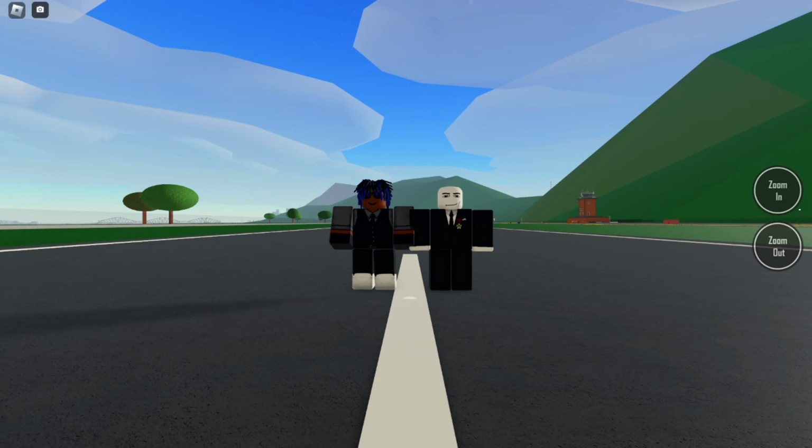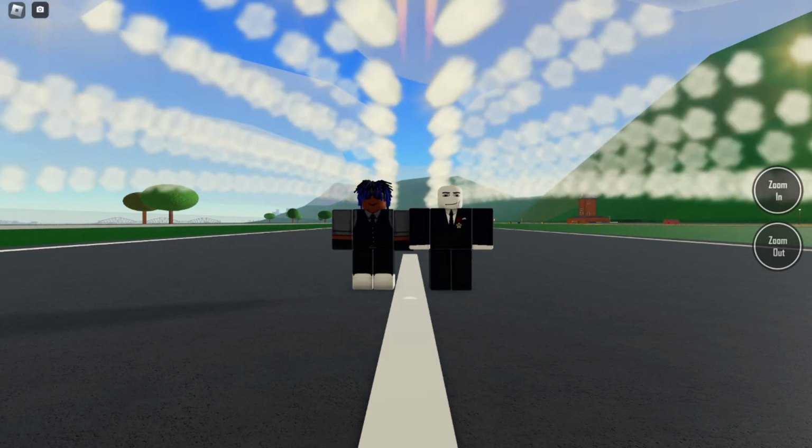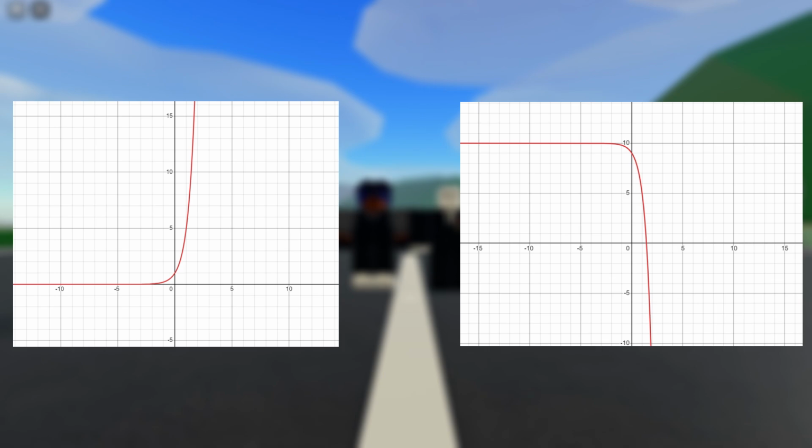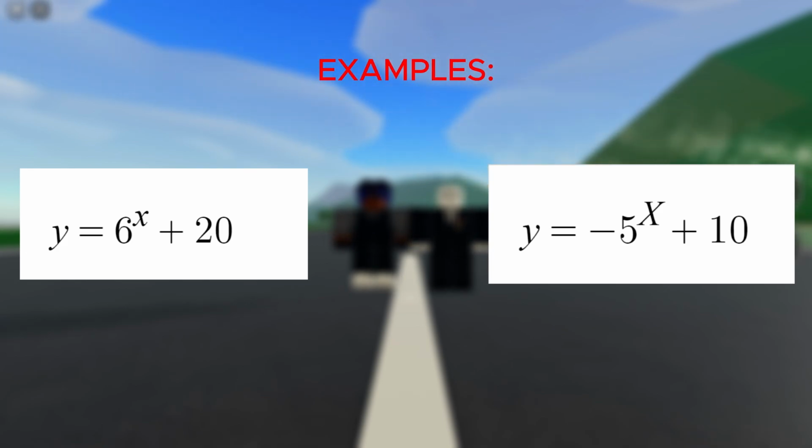Welcome back. Are you ready to learn another function? Today, we are at Air Base Gary, and we are learning about exponential functions. Exponential functions can see extremely fast growth or decrease, which is called exponential growth or decay. These functions occur when a number is raised to the power of x.